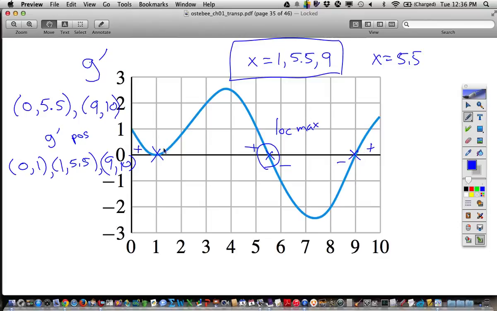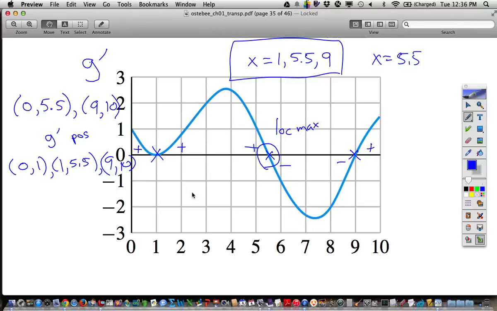We already mentioned it at 1. Flat spot. Positive to positive means increasing, flattens, and then increases some more. Okay. Is G concave up at 3? The way you do this is you go to the chart. You say G concave up. Oh, G prime has to be going up. So you go over to 3, and sure enough, G prime is going up. So it is. And that's what you say. You say yes, because G prime is increasing.